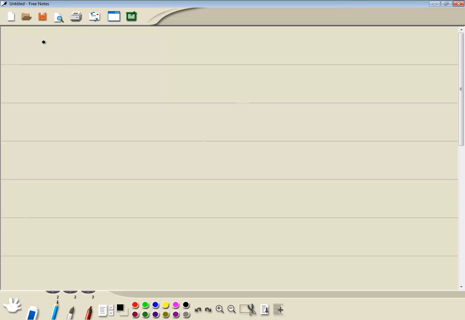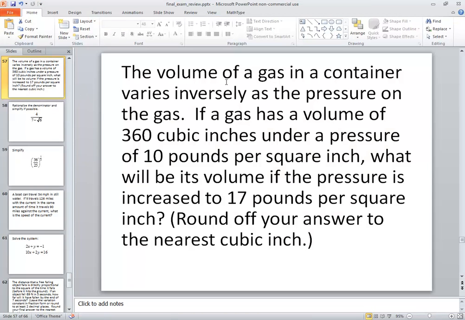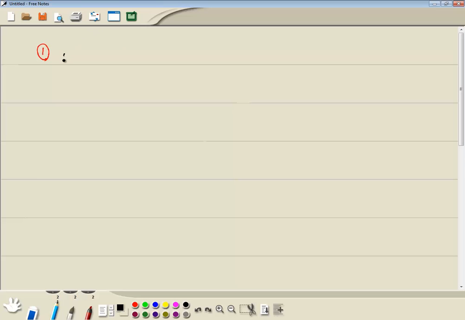Okay, step 1. Determine type. Well, it says volume of a gas in a container varies inversely, so it's an inverse. And typically that's of the form y is equal to k over x. K is our constant of variation.